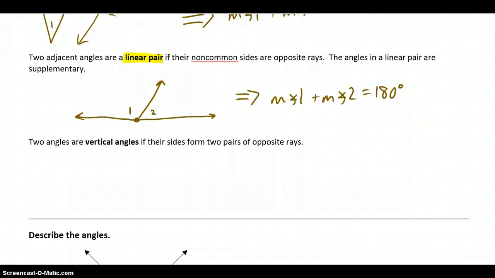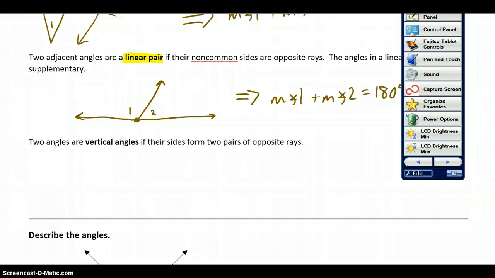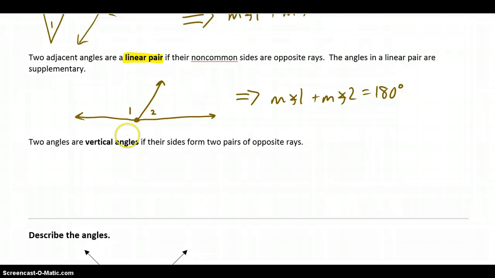And the last definition, vertical angles. You've heard the word vertical before. We're going to give a little bit different definition when we talk about vertical angles. Vertical angles are angles whose sides form two pairs of opposite rays. Well, opposite rays form a line, so vertical angles form two lines.